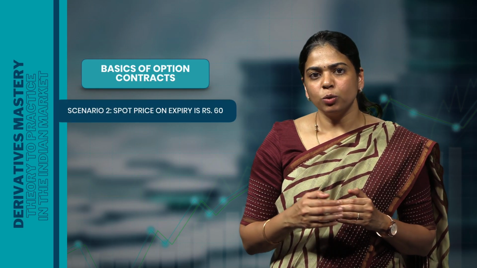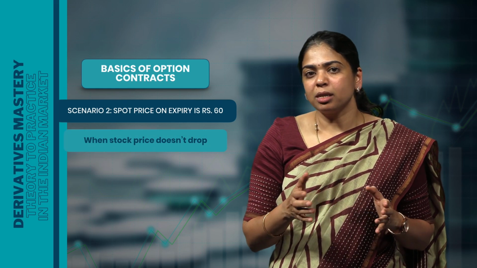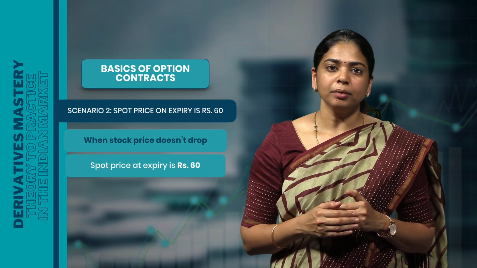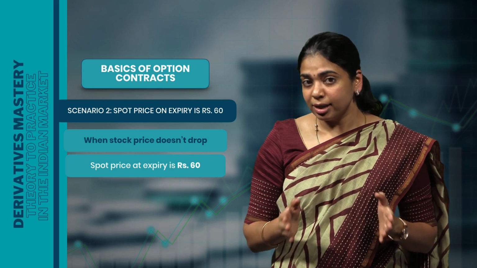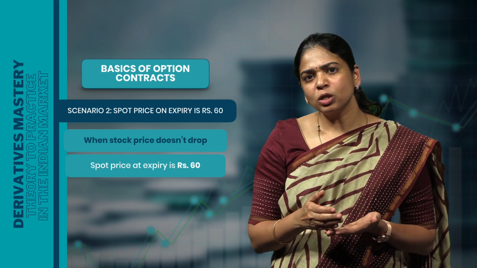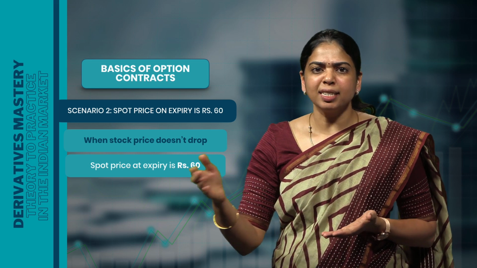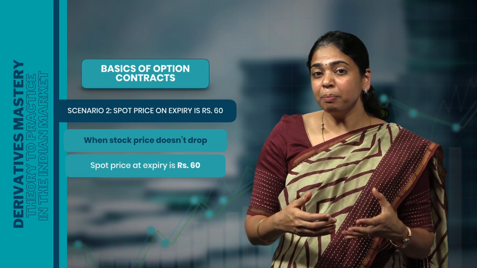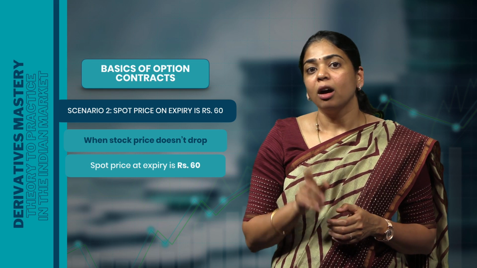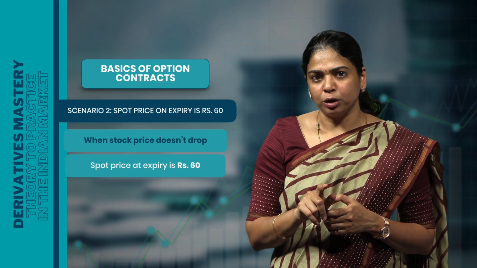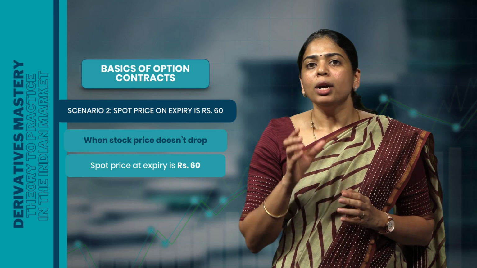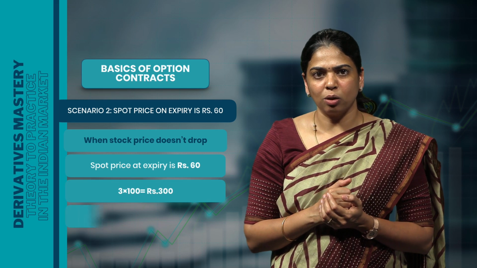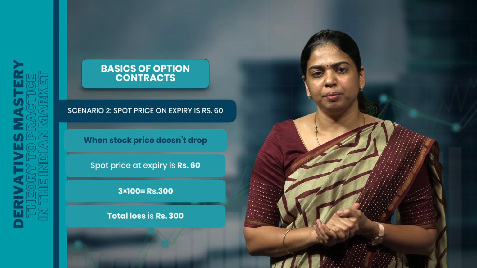Now, let's consider a situation where the stock price doesn't drop as Mr. Ravi expected. Instead, the spot price at expiry is rupees 60. In this case, Mr. Ravi would not exercise his put option because it would mean selling the stock for rupees 50 when it is worth rupees 60 in the market. So it wouldn't make sense to sell at a lower price. So he simply chooses to walk away from the contract. However, the premium he paid to buy the put option is non-refundable. So his loss in this case is limited to the premium amount, which is 3. 3 into 100 gives you 300 rupees loss. So his total loss is rupees 300.